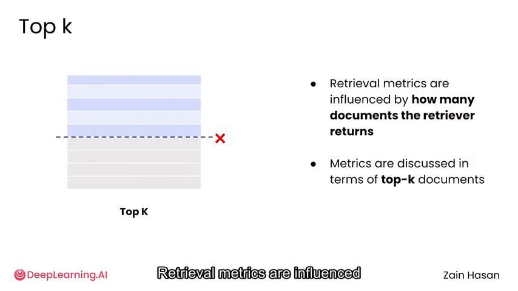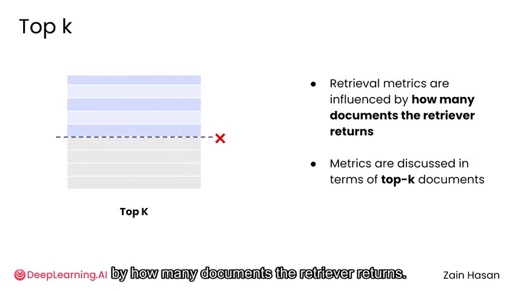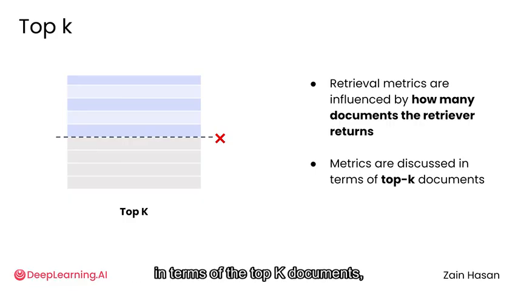Retrieval metrics are influenced by how many documents the retriever returns. So to standardize, they're usually talked about in terms of the top K documents, meaning the K documents that the retriever ranked most highly.